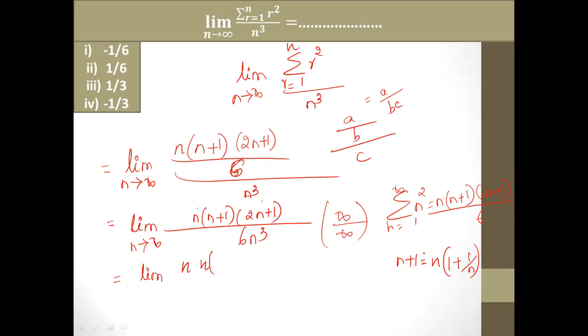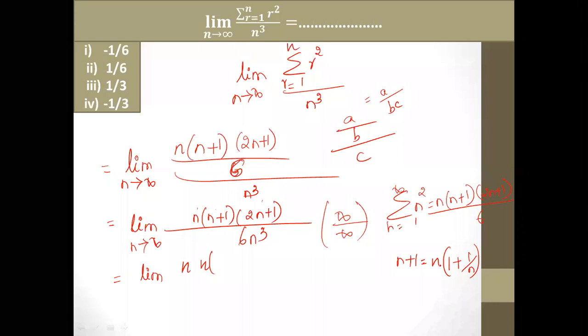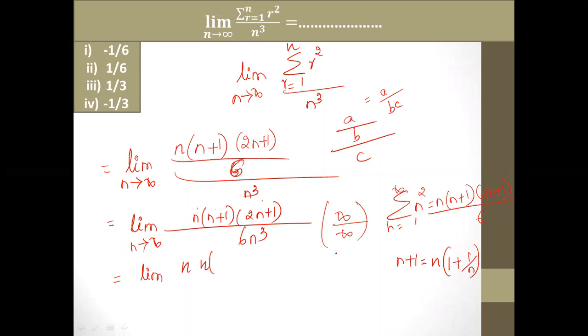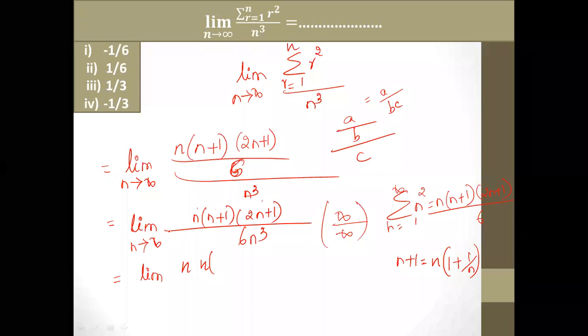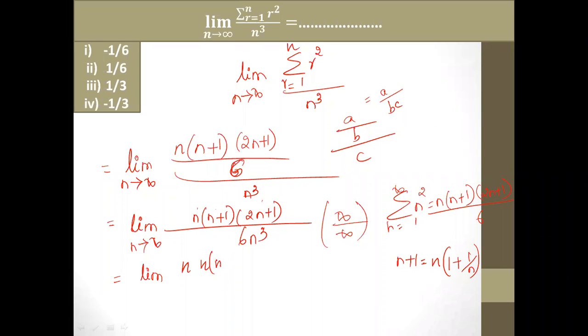So n plus 1 is equal to n into 1 plus 1 by n. Is it clear? Because n into 1 is n, plus n into 1 by n gives 1. So n plus 1 can also be written as n into 1 plus 1 by n. Is it clear? Yes. So this becomes 1 plus 1 by n.